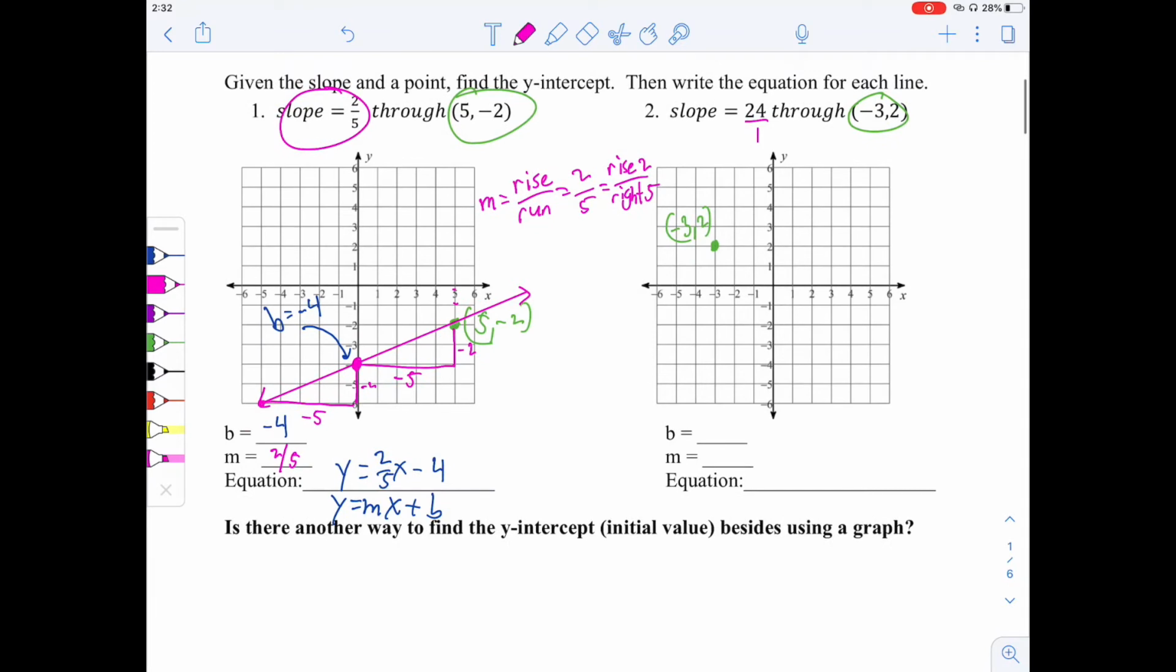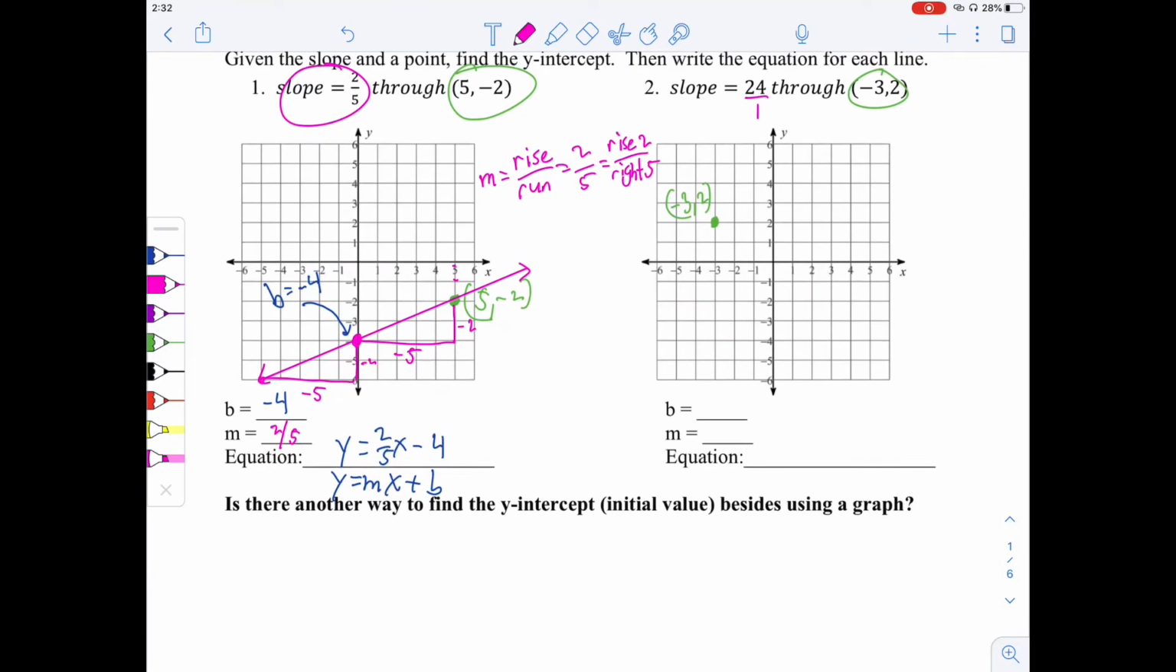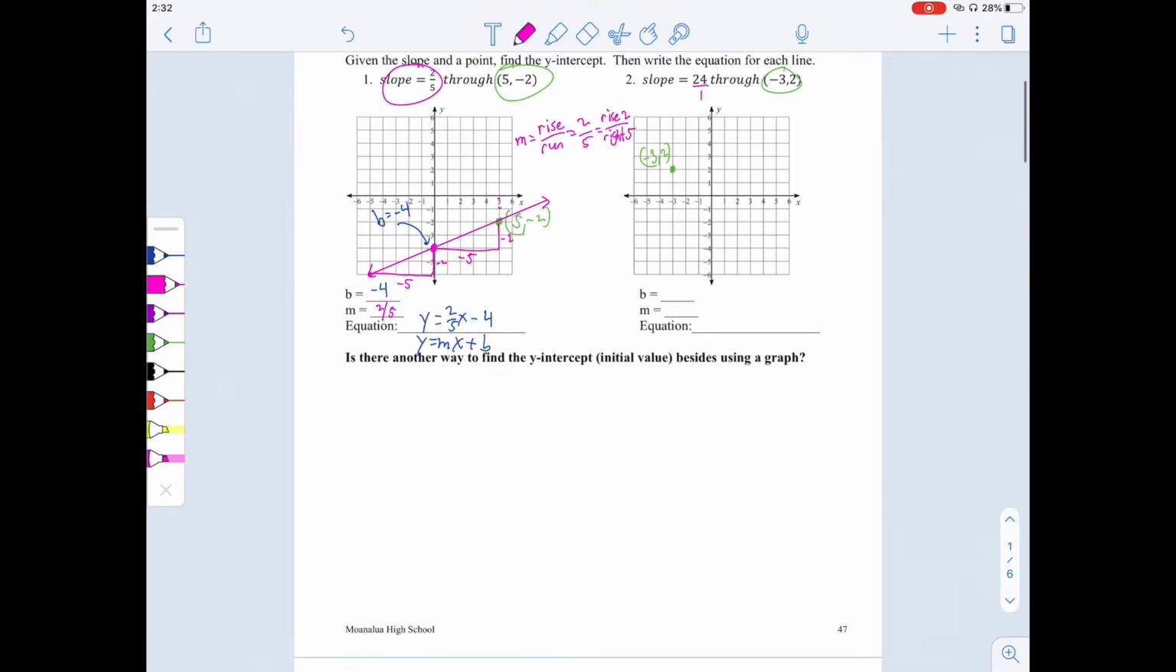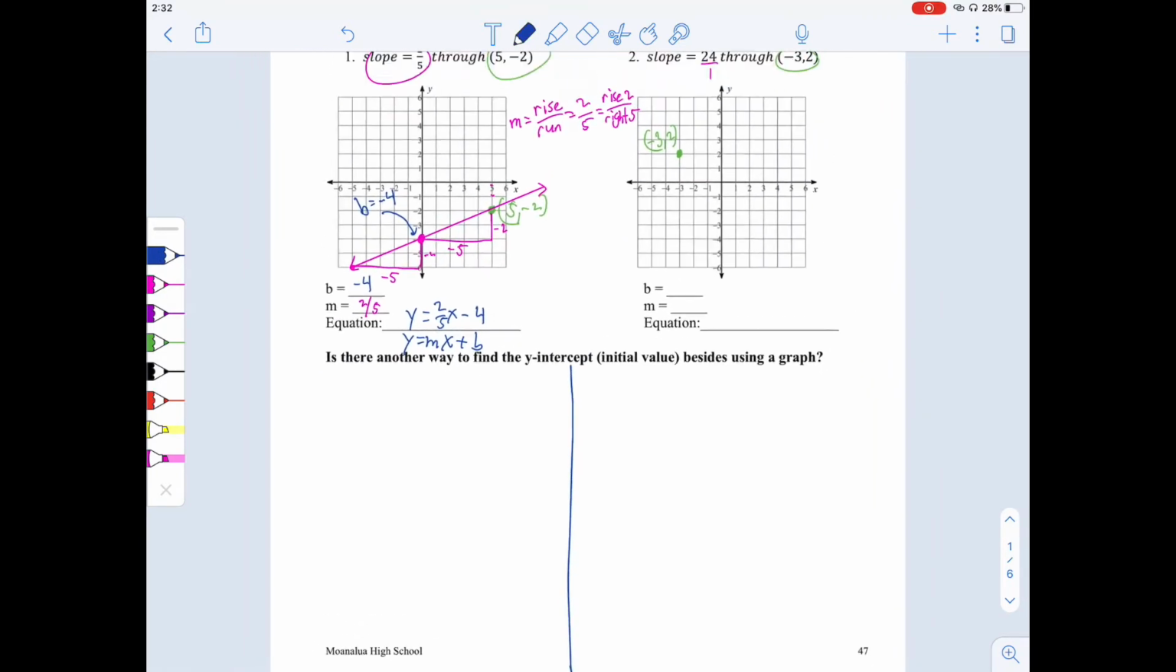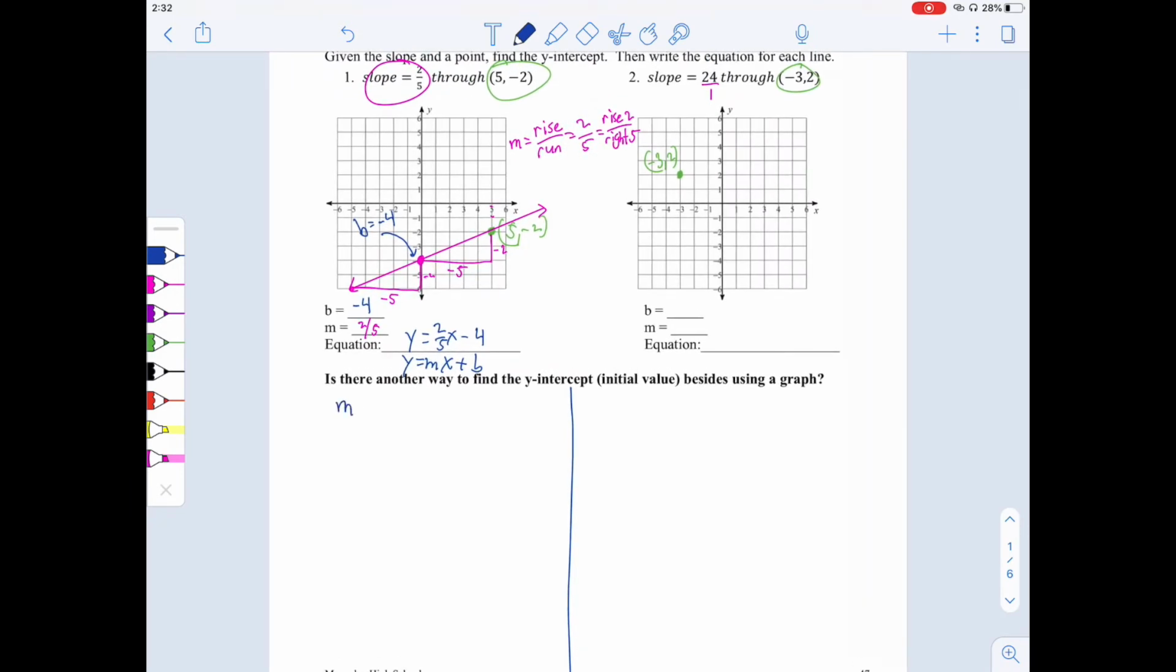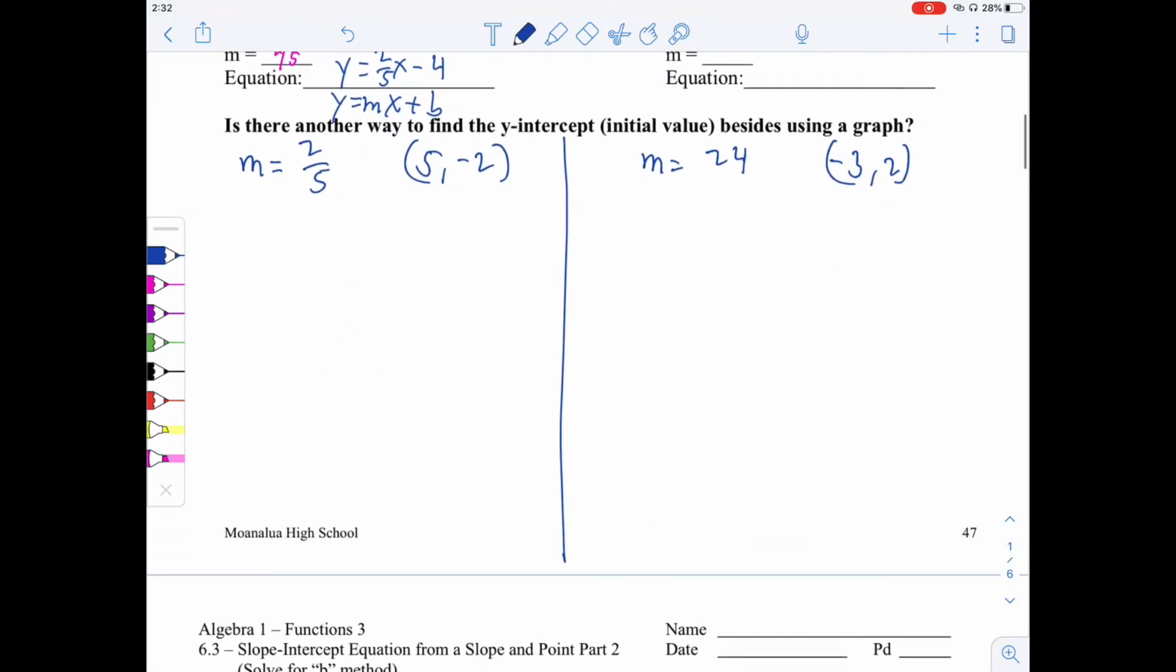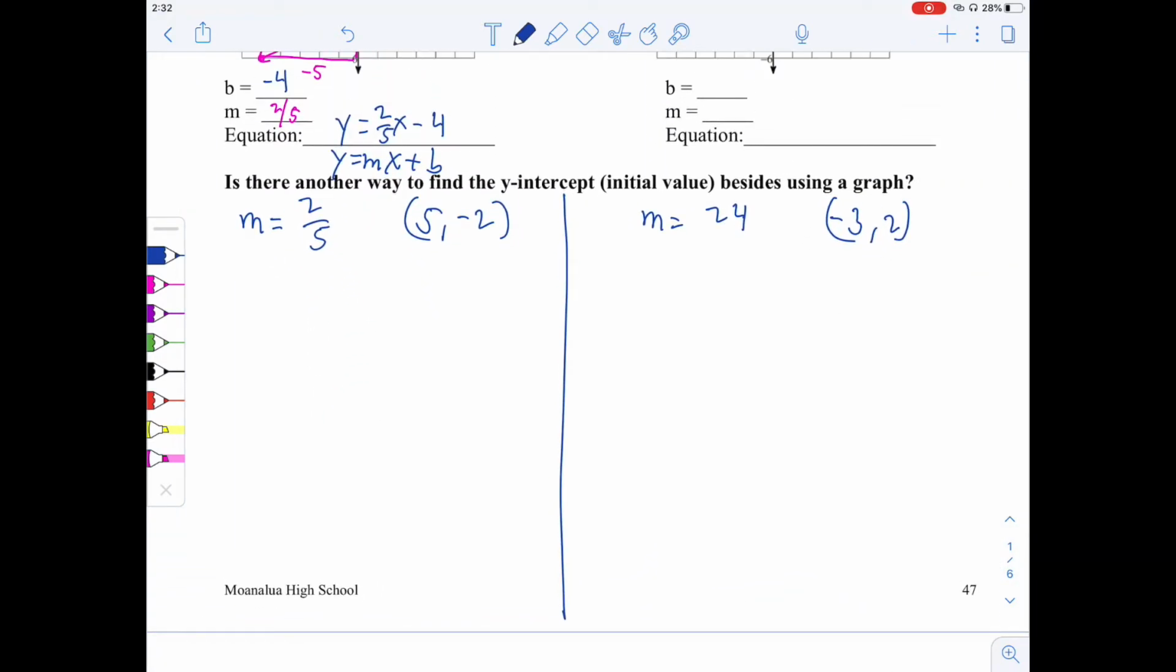So let's break it down and find out how can we use another method where we have slopes or points that are not on our graph because the graph is too small, or decimals or anything like that. So there is an exact way to do it, and that's called the solve for b method. Okay, so let's break this down to see what we have from each one. So the first one, we're given a slope, which is 2 over 5, and we're given a point, 5, -2. The second one, we're also given our slope, 24, and we're given a point, -3, 2. So given those two things, we should be able to find what the equation is.